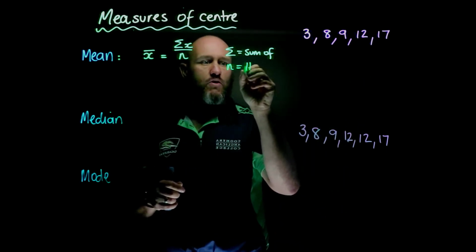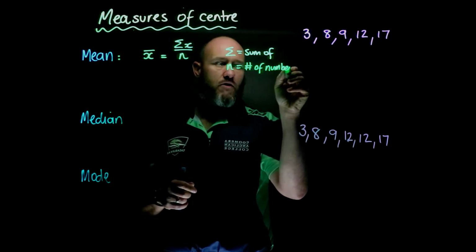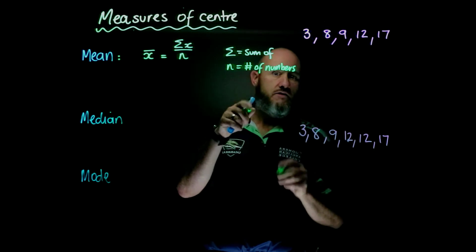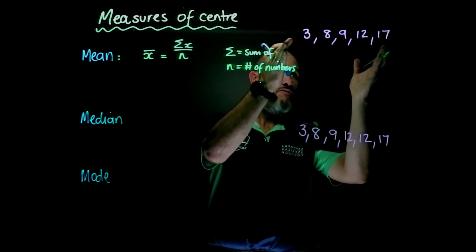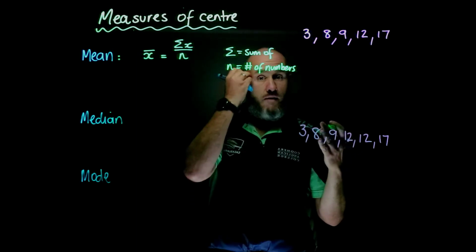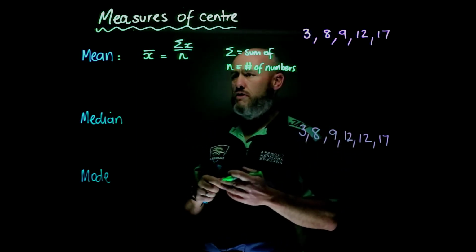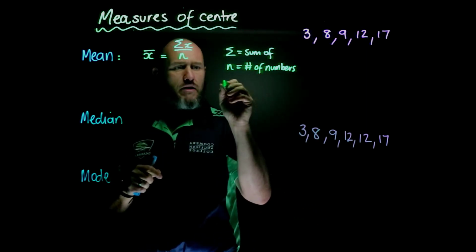N. N's our standard for our number of numbers. For lack of a better way of writing this, that represents how many numbers there are. And in this case it's 5, and in this case it's 6. So n just represents that number of numbers, and that n definition will carry the whole way through your statistical careers. And then of course there's x bar here.